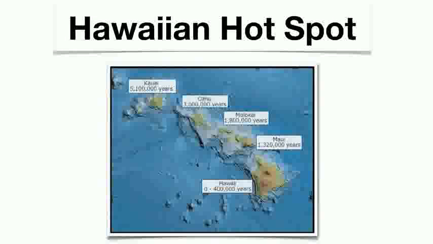The Hawaiian hotspot tends to be the most widely studied. And you notice that Kauai is about 5 million years old, Oahu is 3 million, Molokai is 1.8 million, Maui is about 1.3 million, and Hawaii is the youngest. Kauai is the oldest and it's the smallest. Hawaii is the largest and it's the youngest.